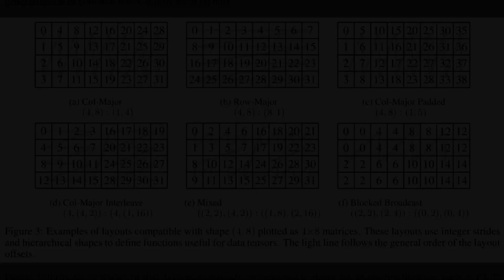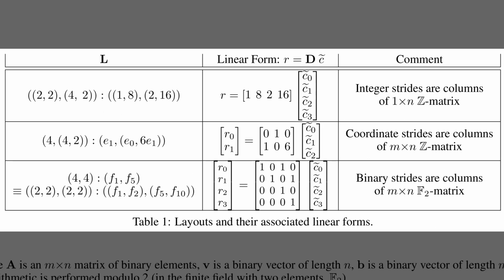duplicating them in memory. Alright, moving from the visual to the mathematical, Table 1 shows how CuTe treats every layout as a linear transformation. The top row displays the standard case, where integer strides form a simple one-row matrix that maps indices to memory offsets. Below that, the middle row expands this to coordinate strides, using a multi-row matrix to map indices into multi-dimensional logical spaces. Finally, the bottom row introduces binary strides using the F2 field, where matrix operations become XORs. This capability is crucial because it allows the system to represent complex bit swizzling patterns, which are often required to avoid memory bank conflicts on GPUs.